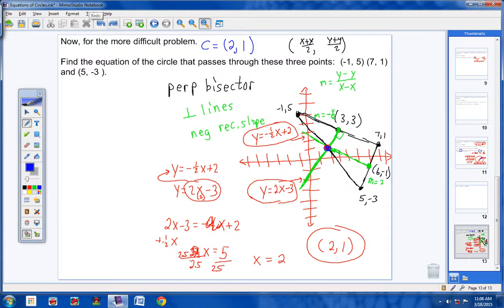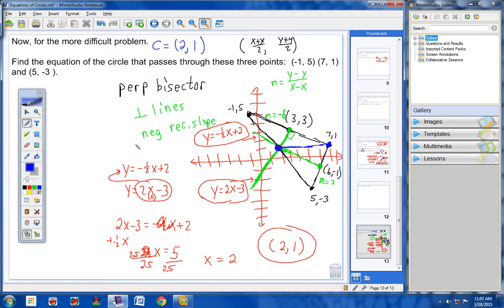So, if I find the distance from this point to this point, that's the radius, and I'm finally done. All right. So let's go ahead and use the distance formula and find the distance of that blue line right there.